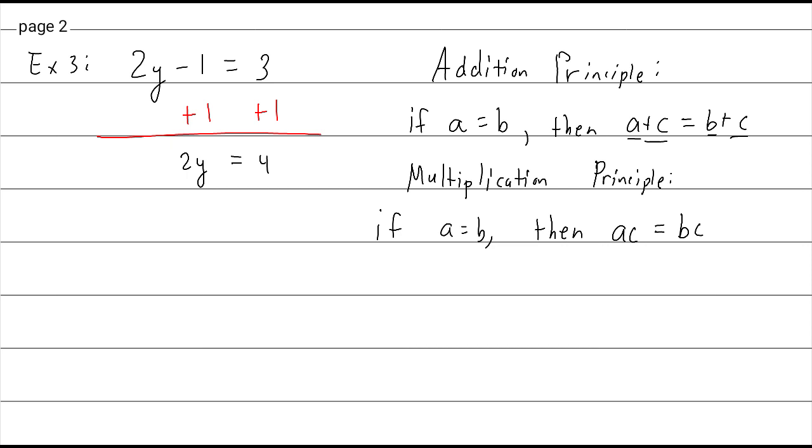Then I follow it up with the multiplication, which is also the division principle. All right, multiplication, division, they're the same, if you really think about that for a little while. If I multiply both sides by a half, that's the same thing as dividing both sides by 2, right? If I multiply both sides by a half, I still will have a true equation. It'll just look different. Half of 2 is 1, that's 1y. 4 times a half is 2.